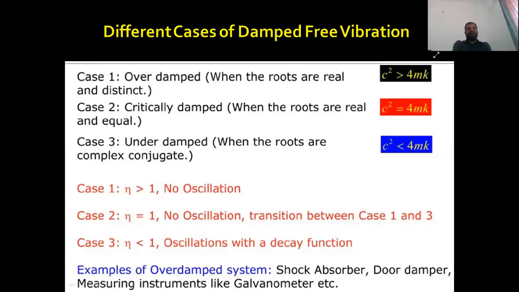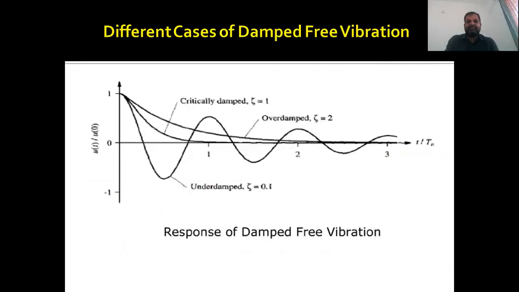Last time we have seen these three different cases of damped free vibration, and also we have found the displacement of damped free vibration in all these three cases. Also, we have seen the applications of overdamped and underdamped free vibration cases, and for which type of structures and other applications you can apply those equations. Like the overdamped vibration system, you can apply it for shock absorbers, door dampers, many other equipment, galvanometers like that.